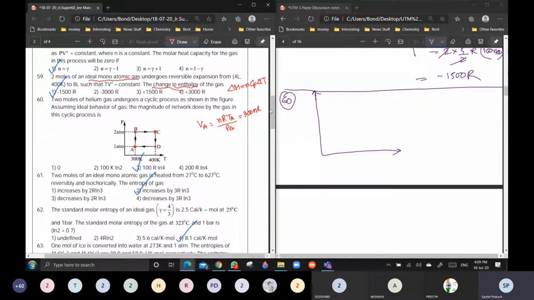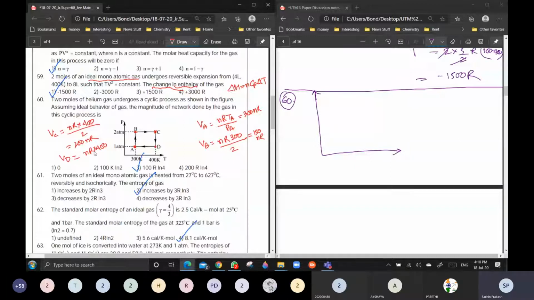Okay. Now you see, what is VB? VB is nR into TB. TB is 400, by PB. PB is 2, so it is 200 nR. What is VC? VC is equal to n into R into temperature, which is 400. My pressure is 2, so how much? 200 nR. Okay. And VD is equal to n into R into 400, so 400 nR. So you see you have got 4 different values of volume.